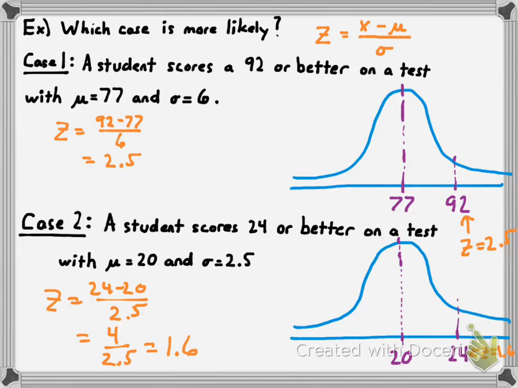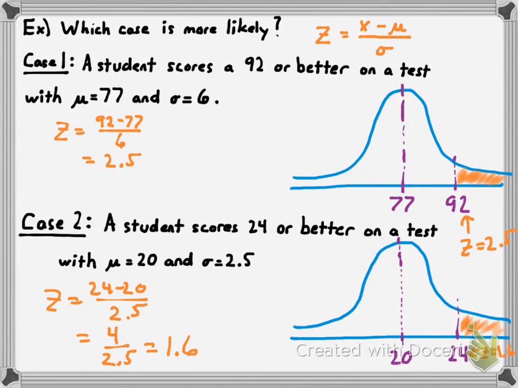Alright, now which data value is more likely? Well, remember, the further away you get from the mean, the less likely it is that a data value will occur. Meaning that if I were to compare the areas, because that's really what we're doing here, if I were to compare the area under this curve that's greater than 92, it would have to be less than the area of the next curve that's greater than 24, because this z-score is further away from the mean than this one is right there.